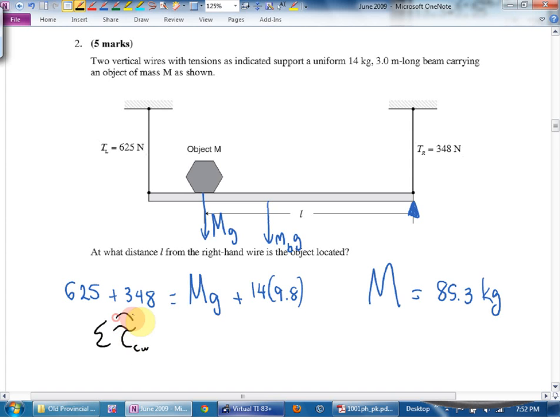This is a bit nicer than the previous torque question that we did about a half hour ago, because right angle, right angle, right angle, everything's perpendicular, no trig.